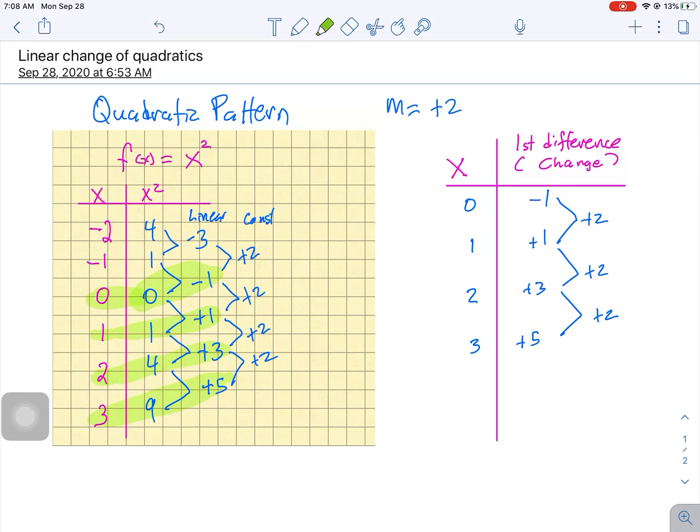Now we also need to figure out what the y-intercept is for y equals mx plus b. And we notice that when x is 0, the function returns negative 1. So going back, we can see that b equals negative 1. So therefore, our equation for the linear change is 2x minus 1.